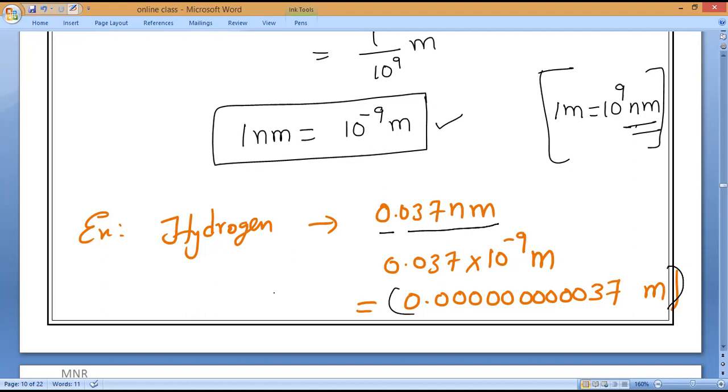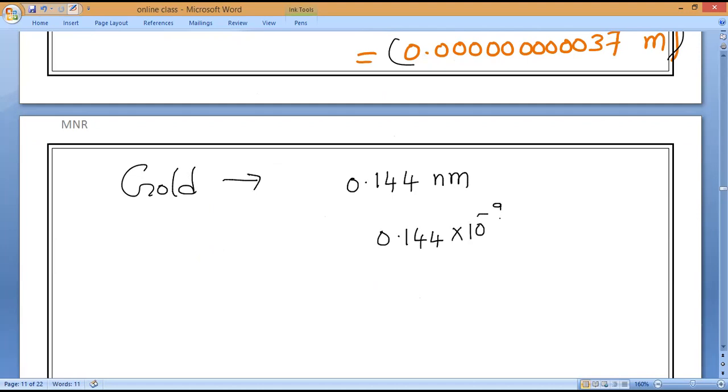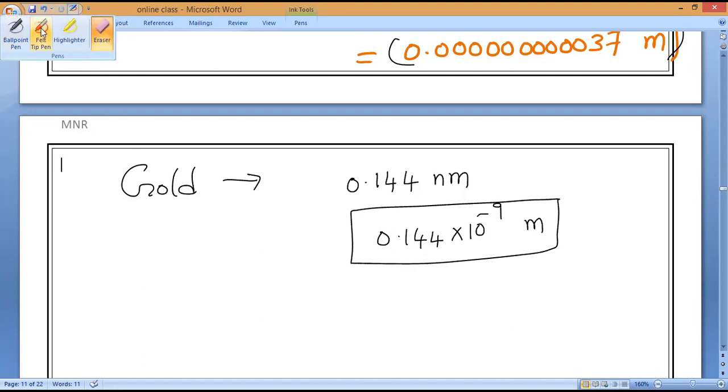Now, if we take the most favorite thing of girls, gold. Do you know what the size of the gold atom is? The size of the gold atom is 0.144 nanometers. Means how many meters? 0.144 into 10 power minus 9 meters. Are you clear, everybody? Yes, meters. This is how we will measure.